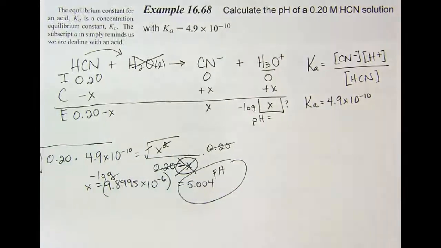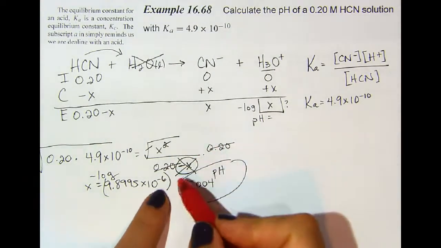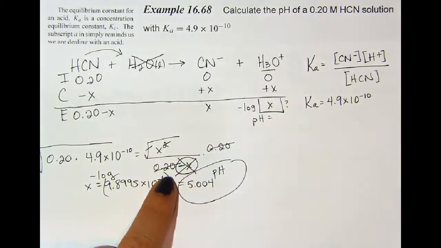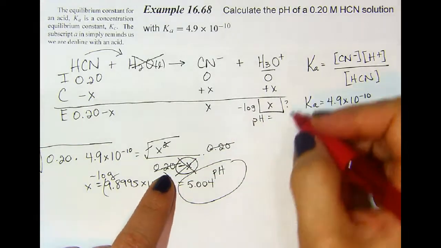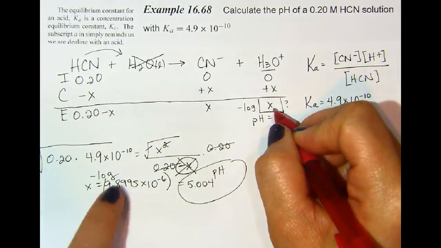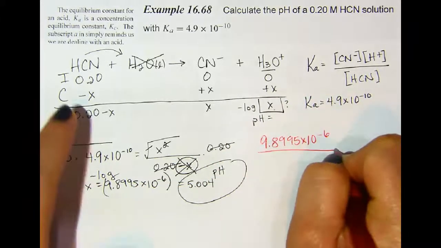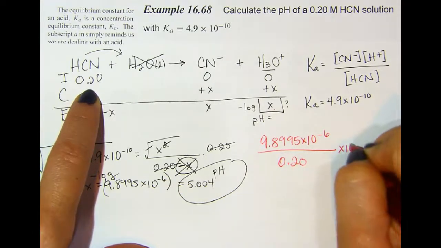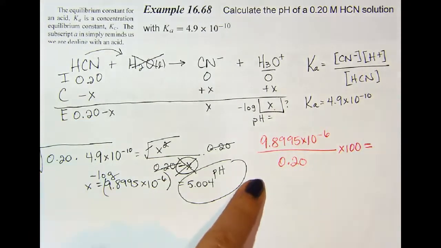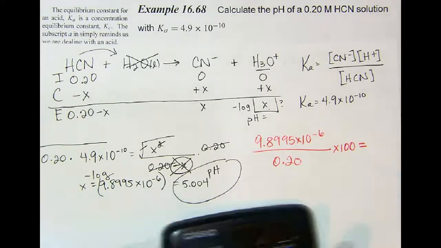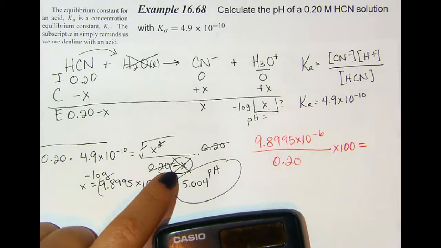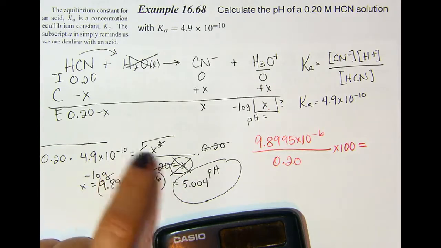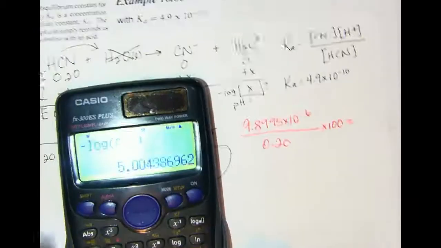5.004. It's important to always validate this approximation that we do, meaning validate that ignoring this x is within the 5% rule. So to do that, you're going to take x, which is this value here, divide it by the initial concentration of the original acid, 0.20, and then times 100, and as long as this answer is 5% or less, then it's okay for us to do this approximation. But if it's not, then we cannot ignore this minus x, and we would have to redo this calculation using the quadratic formula.